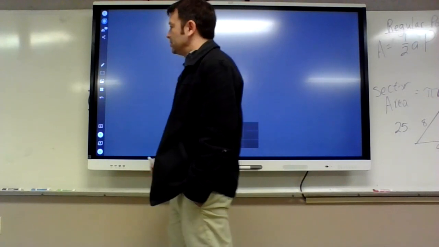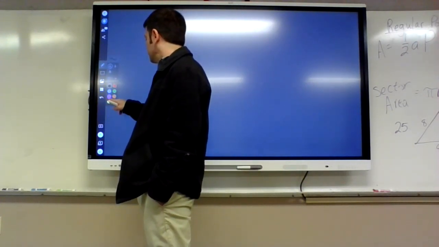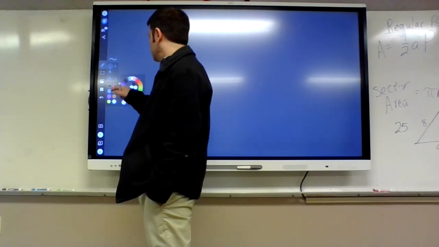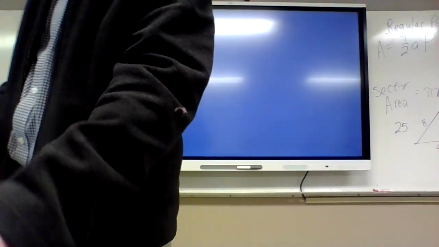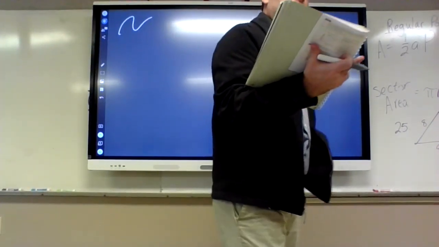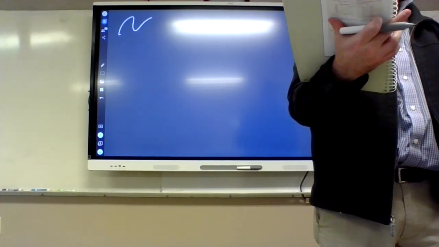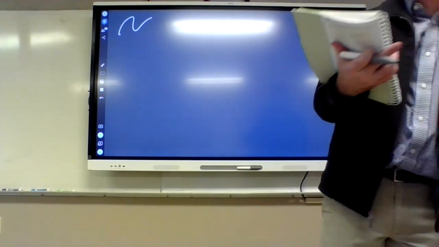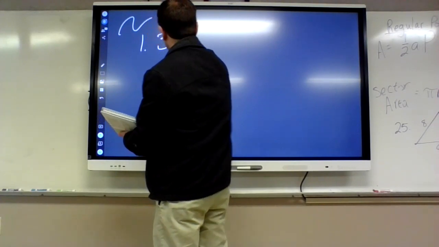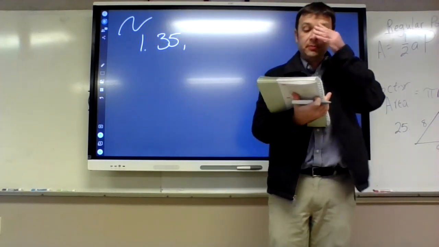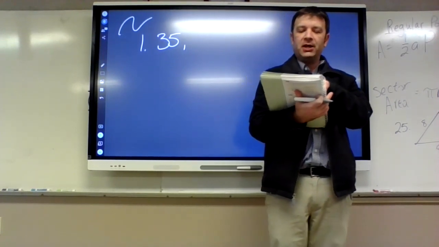Okay, anyways. Are you guys already on page 361? You ready to go? Okay, number one, here we go. It says, for each exponential function, identify the initial amount. On number one, what's the initial amount? 35. Identify the growth rate as a percent.